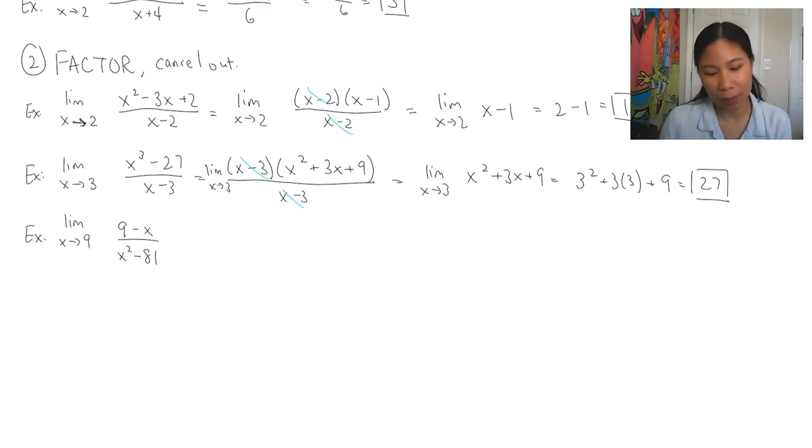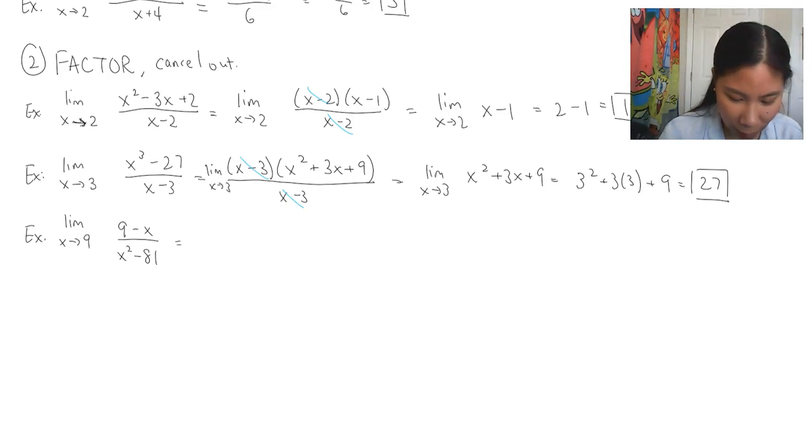So if we have the limit as x approaches 9 of 9 minus x over x squared minus 81. Right now, if we plugged in x equals 9 into the bottom, we would end up with 0 on the bottom again. So that's no good. So let's factor this out as much as possible. So the bottom can factor out into x minus 9 and x plus 9 because that's a difference of squares.